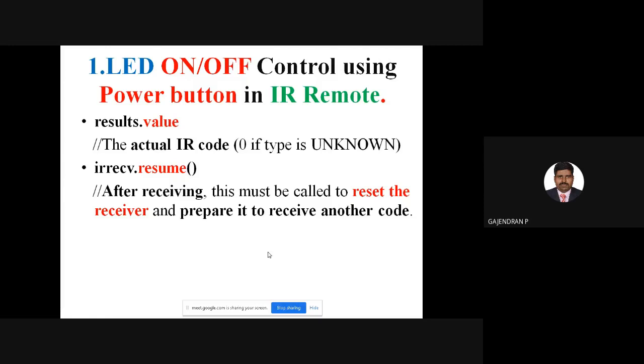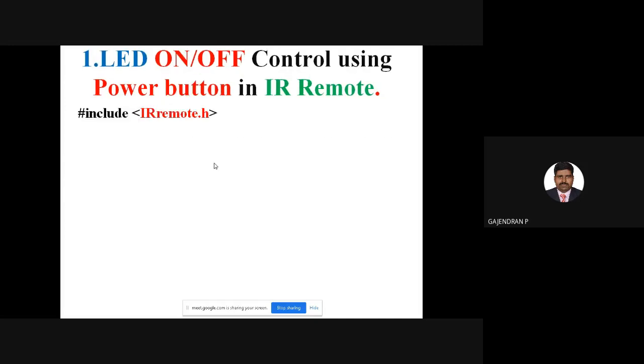Okay, that's all. So only with the help of this coding, we are going to start writing the program. The first task we are going to do is to make your LED turn on and off. How to control? We are going to use the remote control power on button. So this is the flow of your exact program.